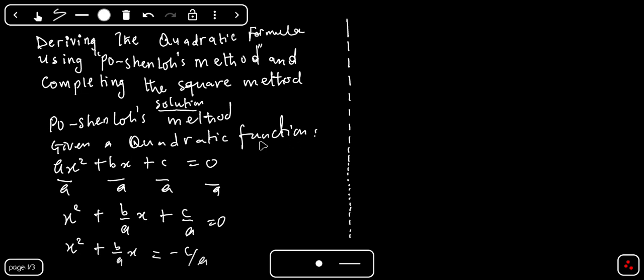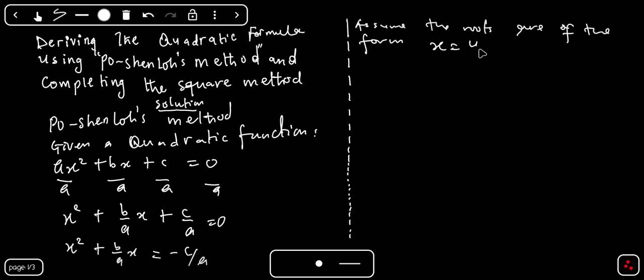Now, beautiful, this is what you are going to do next. We are going to assume the roots are of the form x equals u plus or minus z. Are you getting me now? Where u is equal to minus b over 2a, so that's the average of the sum of roots, from Vieta's theorem.